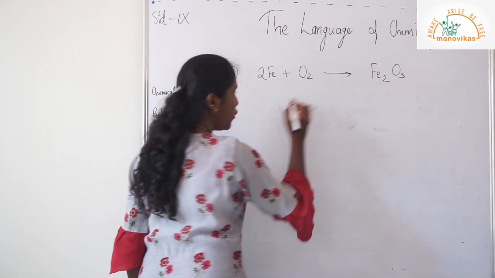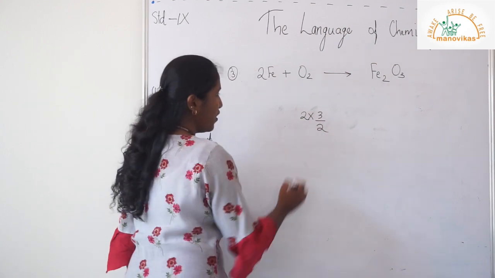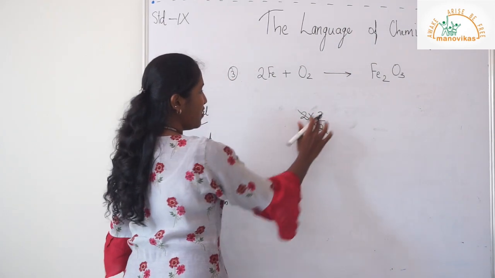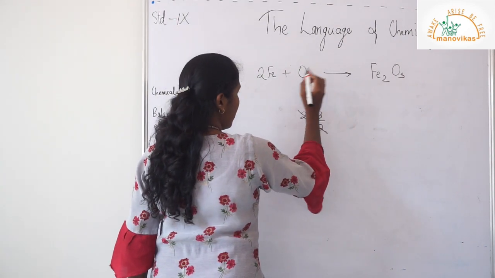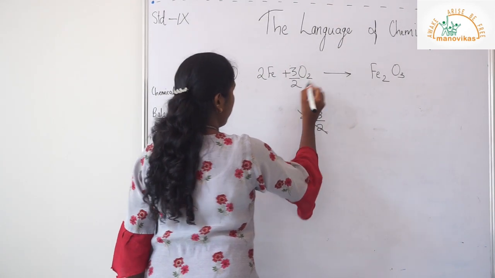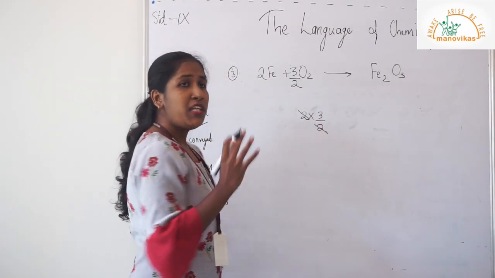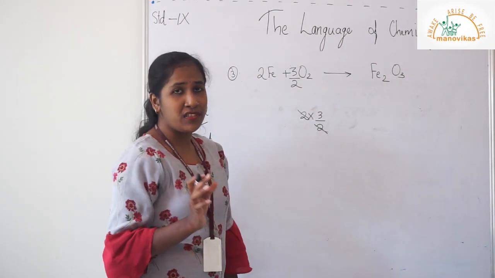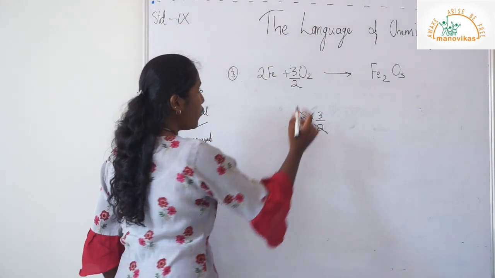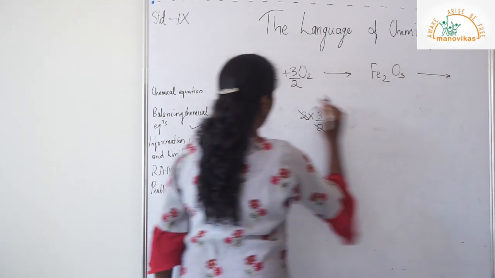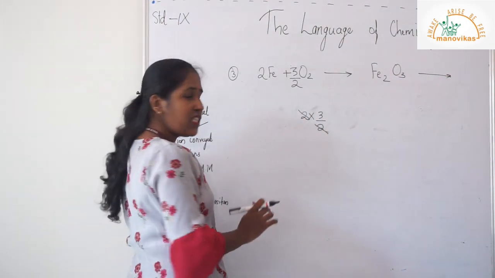Here already you have 2, and if I write it in a fraction as 3 by 2, here I get the answer as 3, and here already you have 3. So I put 3 by 2. Now remember, in a chemical equation, you cannot write it in a fraction. You have to convert it into a whole number. So in that case, what do we have to do? The entire equation, we are going to multiply it by 2 because we want to get rid of this fraction.